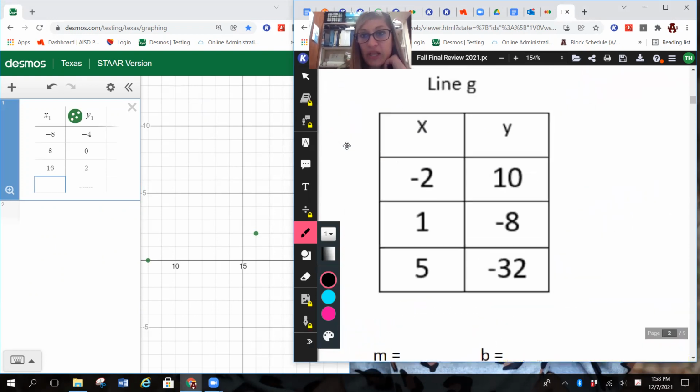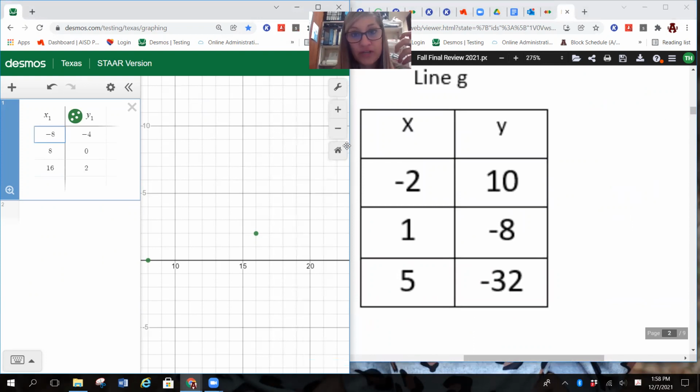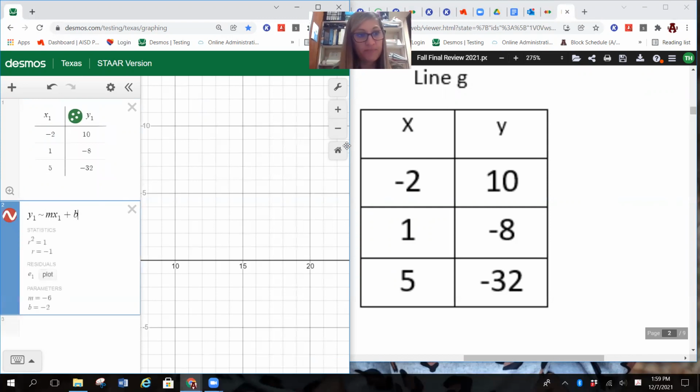I'm going to go to line G. And instead of creating a whole other table, guys, I'm just going to erase -8 and put -2. Put a 10 for the y. Put a 1 for the x. Put a -8 for the 0. Put a 5 and -32. Just do a quick double check. Do all your numbers match the numbers on the screen? Yes, they do. Now we're ready to type y1 squiggle mx1 plus b.